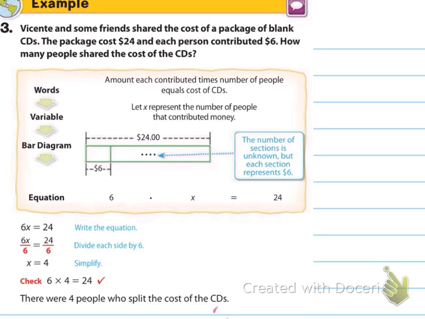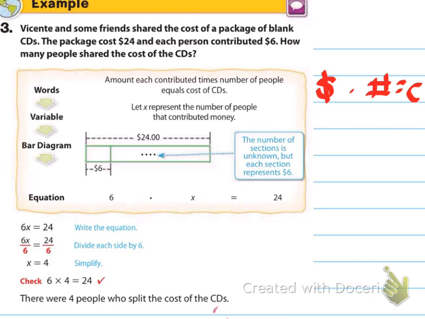All right, example number 3 says Vincent and some friends shared the cost of a package of blank CDs. The package cost $24 and each person contributed $6. How many people shared the cost of the CDs? So in words, we want to find which amount each contributed times the number of people, and that equals the cost. Okay, that seemed a little confusing, but I like to do this in terms here. So we've got the amount of money that they each did times the number of people, right, equals the cost.